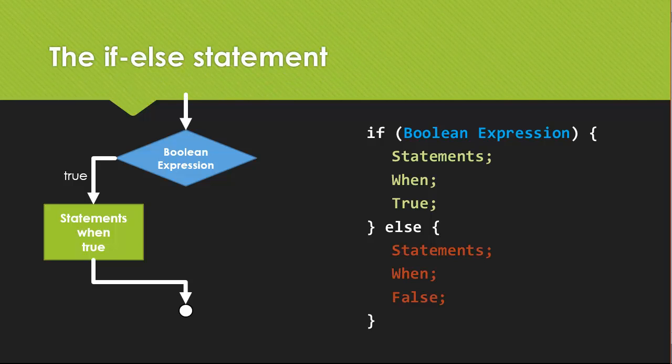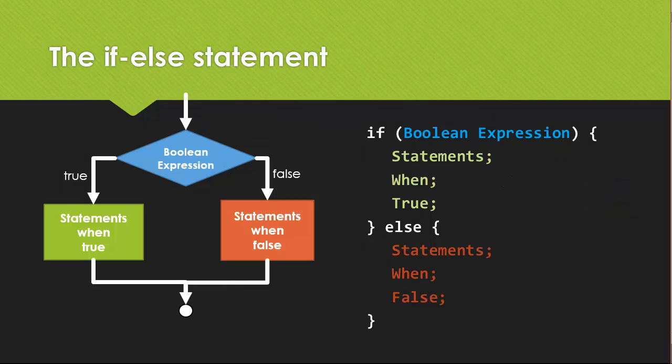Those statements are usually underneath the if statement. If the Boolean expression is false, the statements under if are skipped, and the statements in the else block are in turn executed. So in this particular statement, we're going to do one of two things based on true or false, but never both.